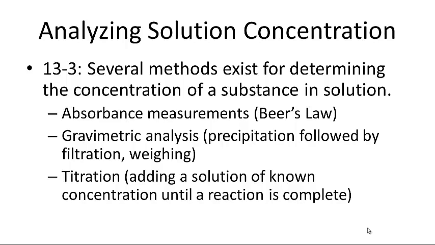Gravimetric analysis we described last time. That was the idea that you take your solution, you carry out a precipitation to get all of one kind of ion out of it, and then you filter that and weigh the mass of the precipitate. Use stoichiometry to figure out what the original concentration was. Last one we got to talk about is called titration.